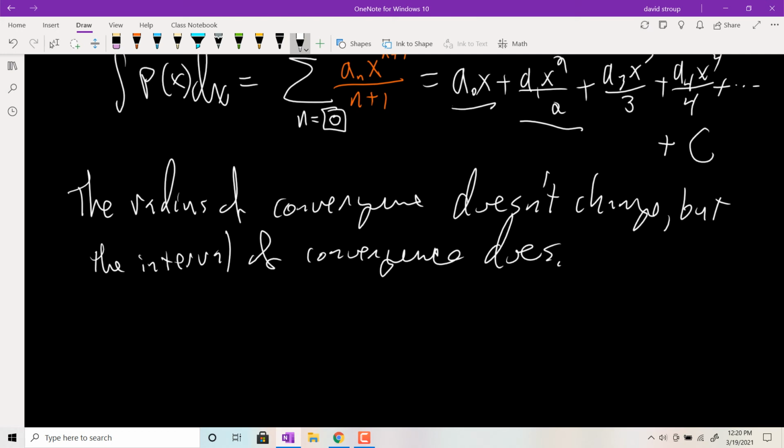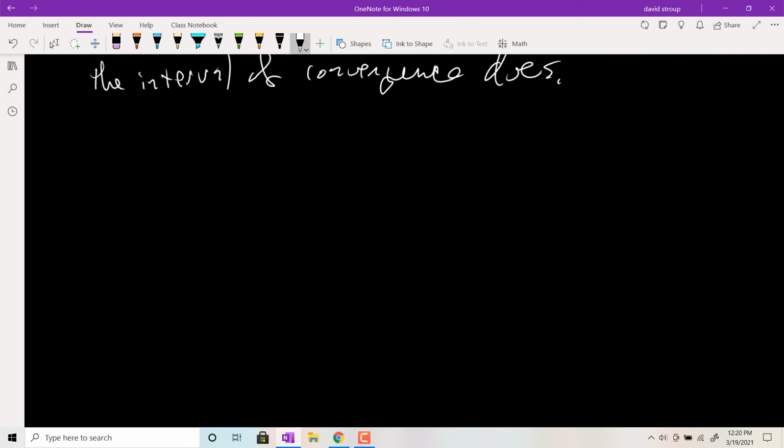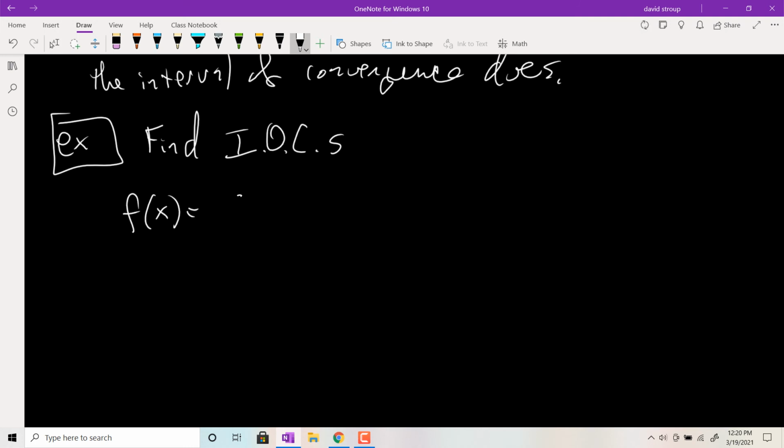Okay, so anyways, let's look at an example, and these problems are kind of long. Basically, you're finding the interval of convergence for the original function and its integral and its derivative. So find the IOCs. Okay. So the original function f of x is just, keeping it easy, the sum from n equals 1 to infinity of x to the n over n. So I'm going to get all 3 of these first, just right off the bat.